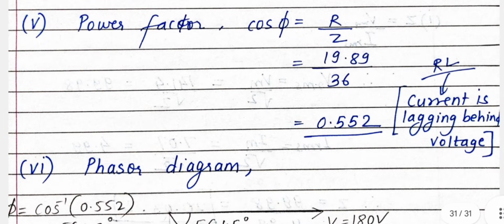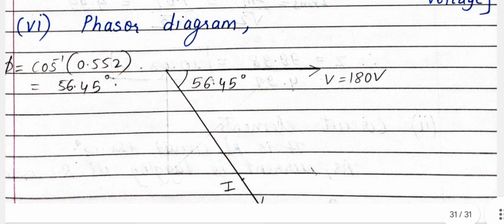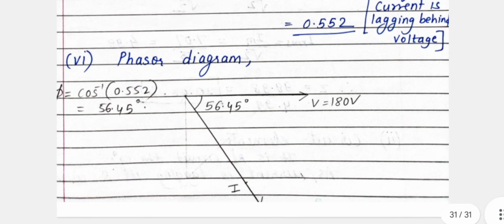Now here you have to mention that the current is lagging after you write the cos phi final answer, and this is your phasor diagram. If you want to make it more accurate, use a protractor and draw it at the exact degree. So you can draw this phasor diagram like this, and that's all. So I hope you understood our unit number 3.